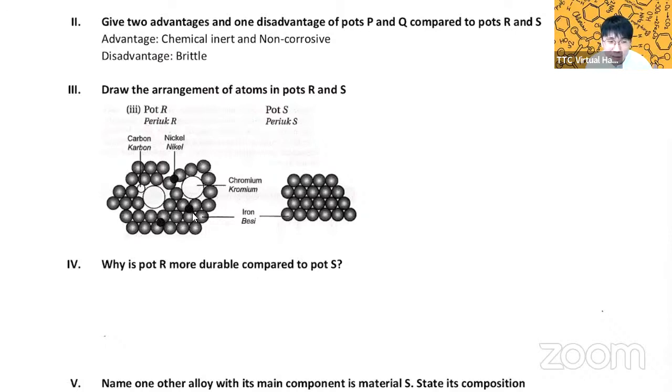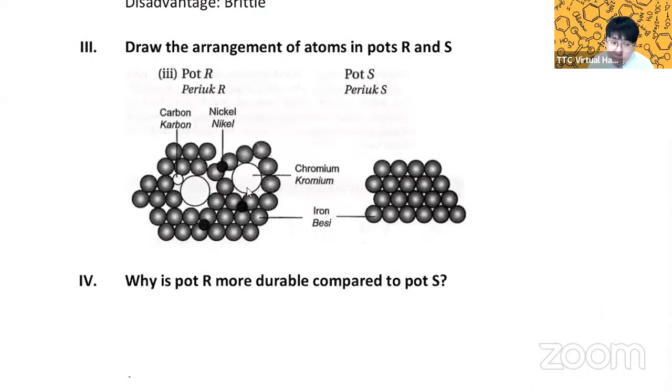Okay, so going down, it's the same topic, but under a little bit of alloy here. Why is port R more durable compared to port S? More durable means it's harder, stronger. We all know alloy is the better version of your normal metal, but why? Why is alloy stronger? It's all about the arrangement. Alloy has different size atoms, so is it still an orderly arrangement? No more. When the different size atoms slot in, they mess it up.